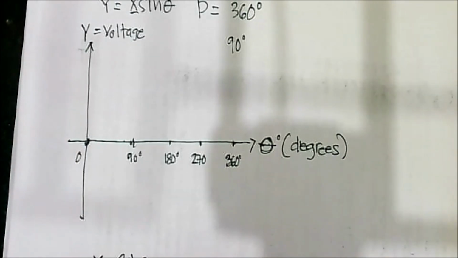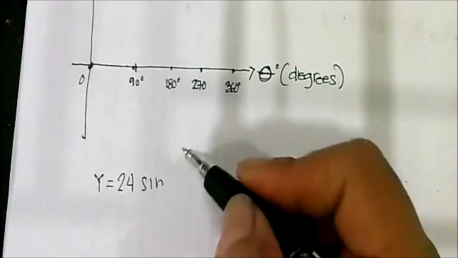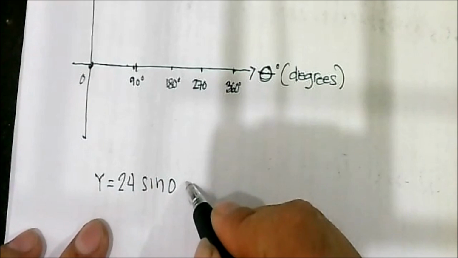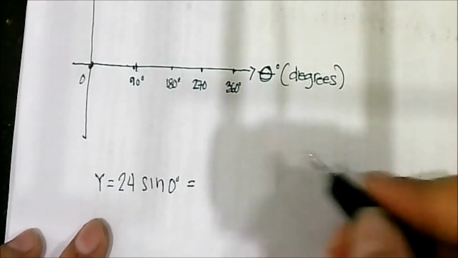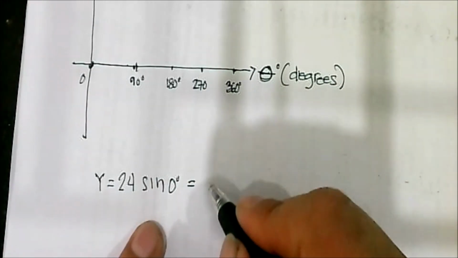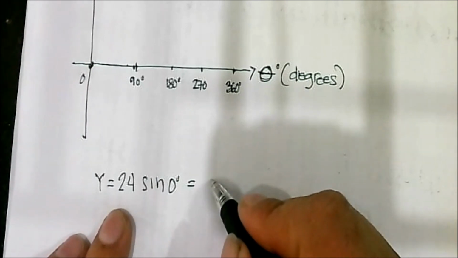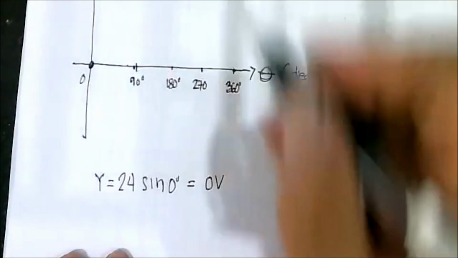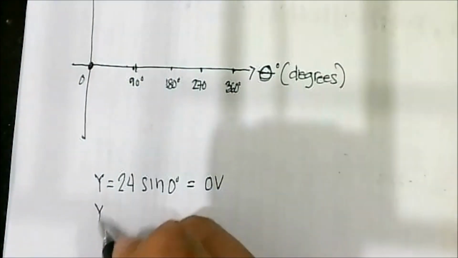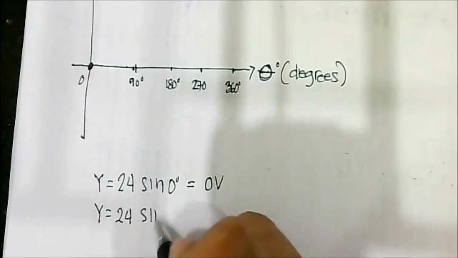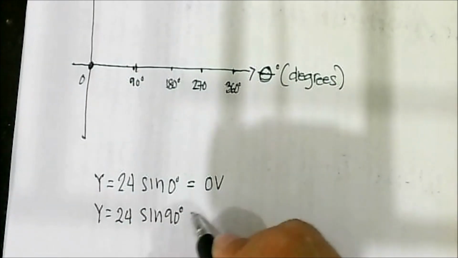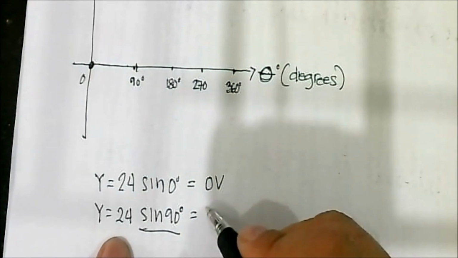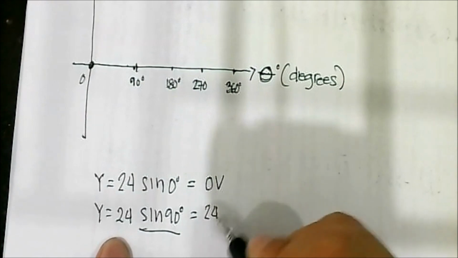So y equals 24 sine 0 degrees. Sine 0 is 0 times 24, and that is 0 volts. Next, y equals 24 sine 90 degrees, and sine 90 is 1, times 24, and that will be 24 volts.